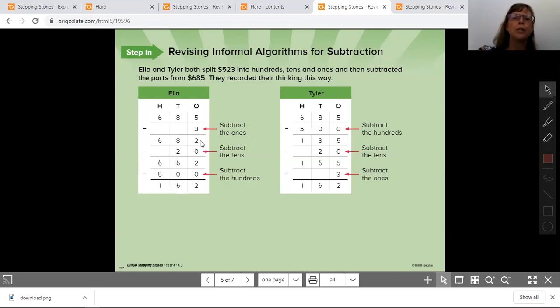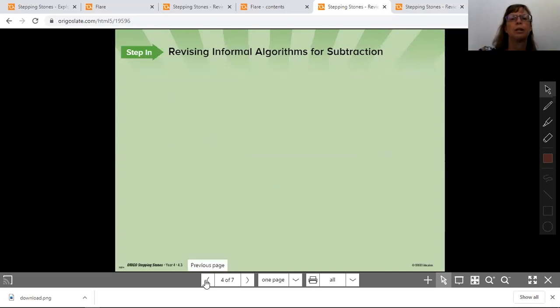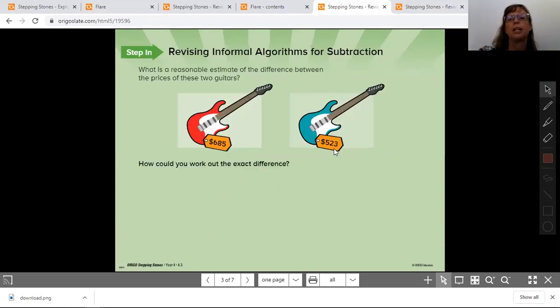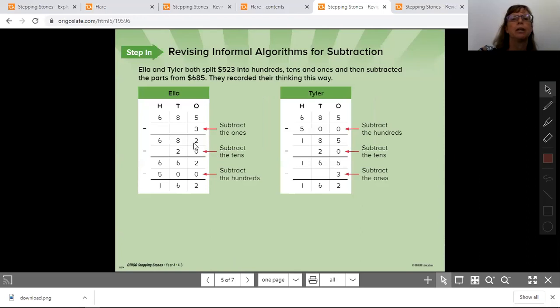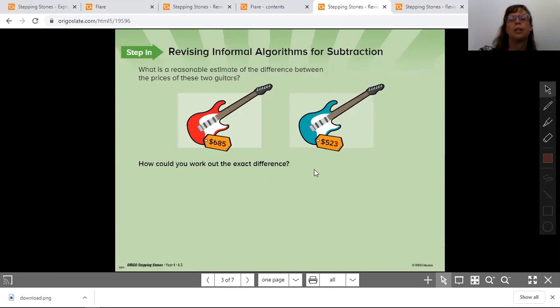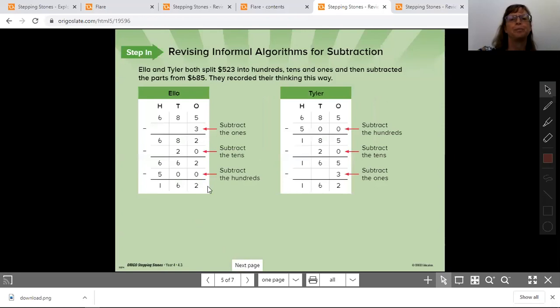So 5 take away 3 is 2. So we're left with 682. Then we're going to take away the 20, okay, which is this 20 here, the tens, 2 groups of 10. So there's our 20. So 682 take away 20 is 662. And then here's our 500s from the other guitar, 500. So now we're up to taking that away. So 662 take away 500 is 162. So we were pretty close in our guess, in our estimate.